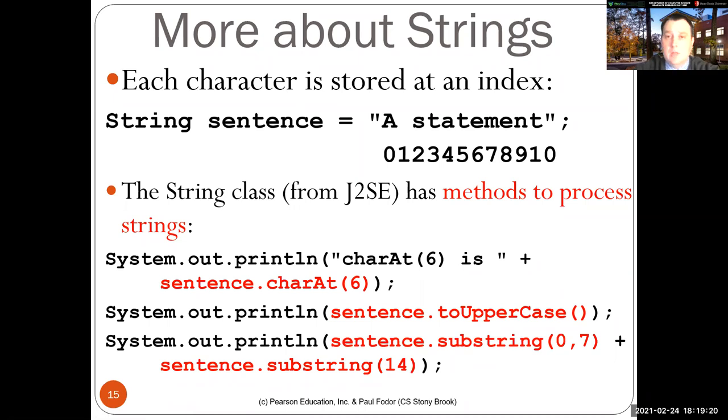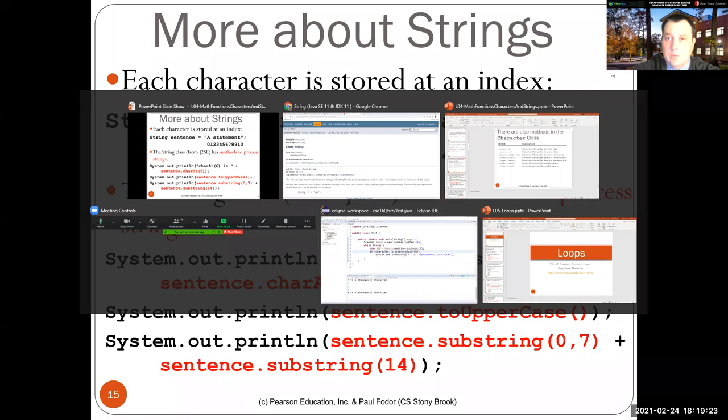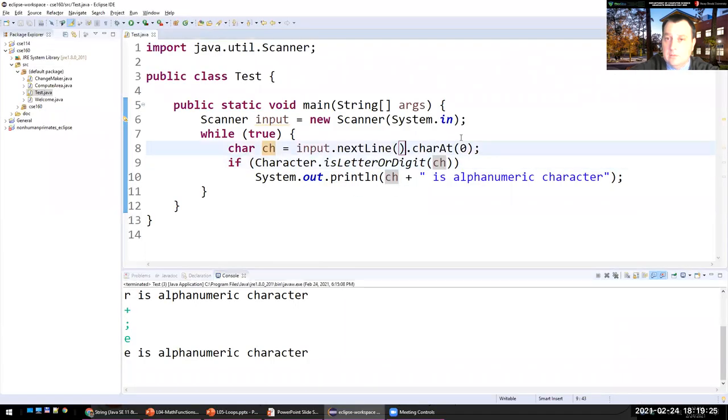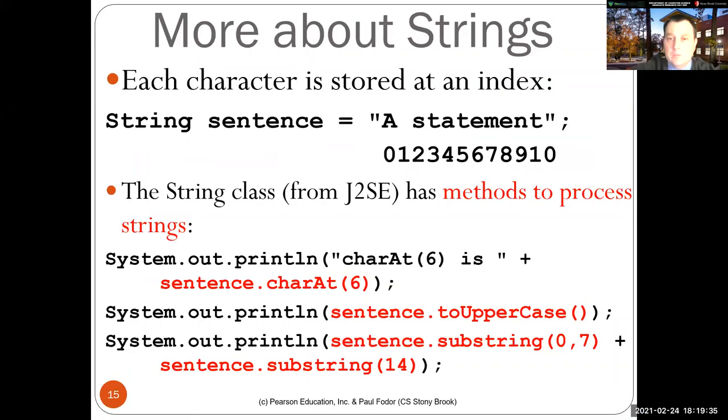One that you saw in the previous example that I was running for you is the charAt method. So if you have a string, you can return the character at any position. Zero is the position for the first character, and of course, you can use any one of the indices for that specific string. So for instance, if for this string that we just created, we want the character at index six, we would use sentence.charAt(6), which will return a lowercase e, because that's the character at index six.